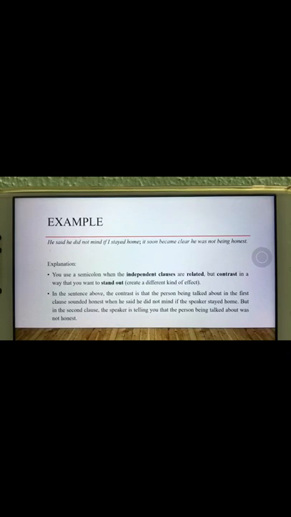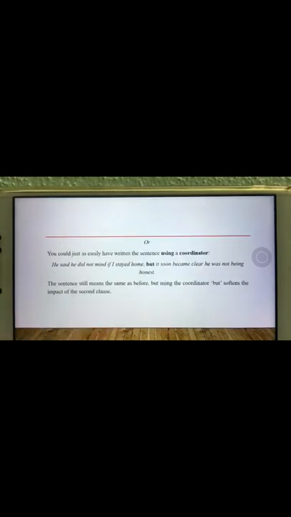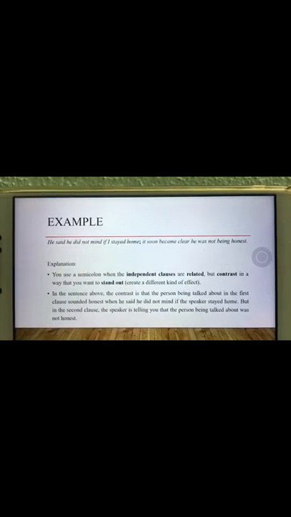Next, in the sentence above, the contrast is that the person being talked about in the first clause sounded honest when he said he did not mind if the speaker stayed home. But in the second clause, the speaker is telling you that the person being talked about was not honest. So this semicolon is actually bringing out the meaning contrast.